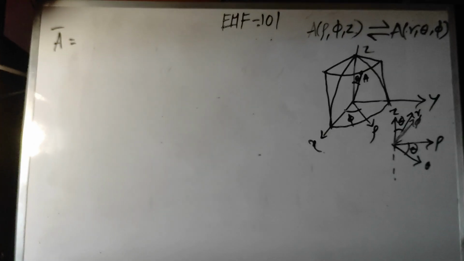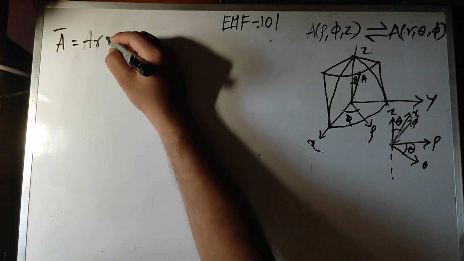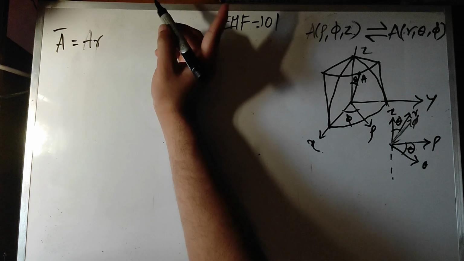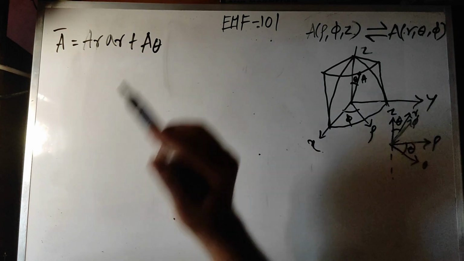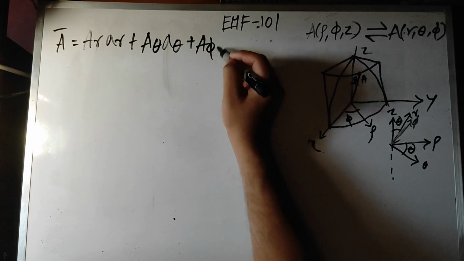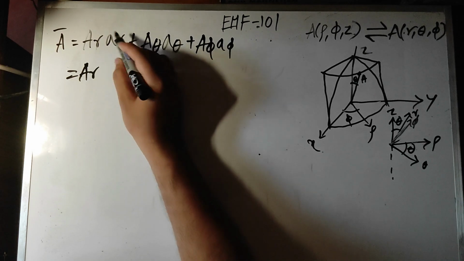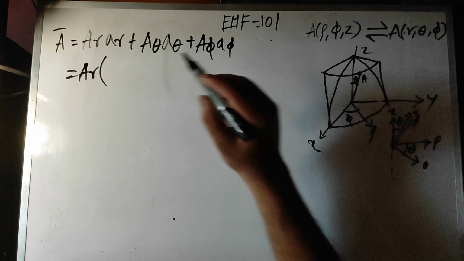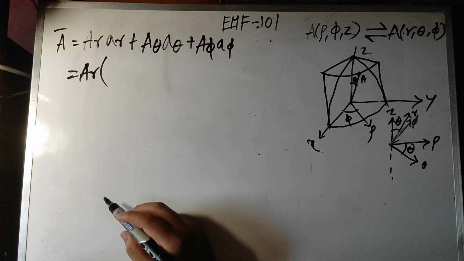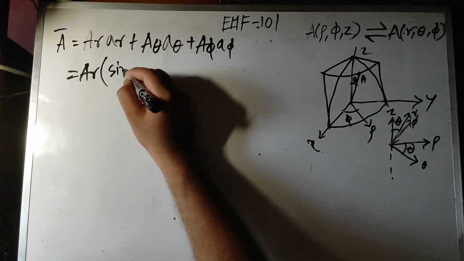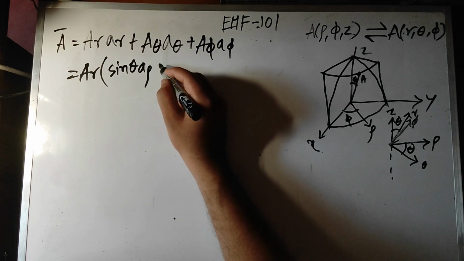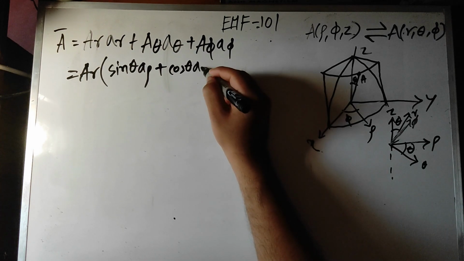Now for vice versa, if a vector A in spherical, with Ar, Aθ, Aφ, is transformed into a vector in cylindrical, just put the value of ar in terms of ρ, φ, z. Here the ρ component is sin θ Ar, for φ it is 0, and for z it is plus cos θ Ar.